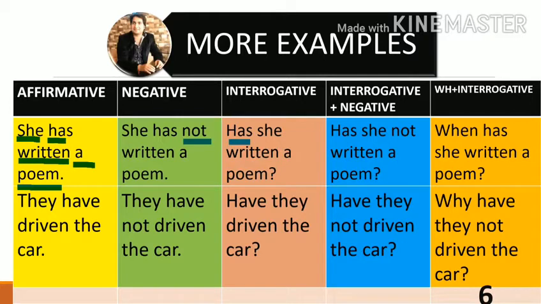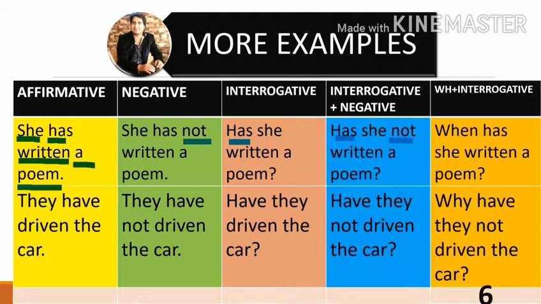And in a similar manner, when we talk about the interrogative plus negative, here we have 2 things. Firstly, there is the helping verb has, which is outside the sentence, and then there is a use of not. So both these things make a sentence interrogative plus negative.